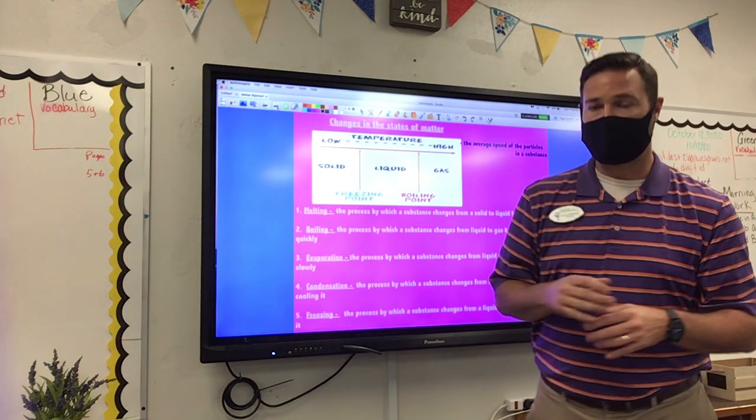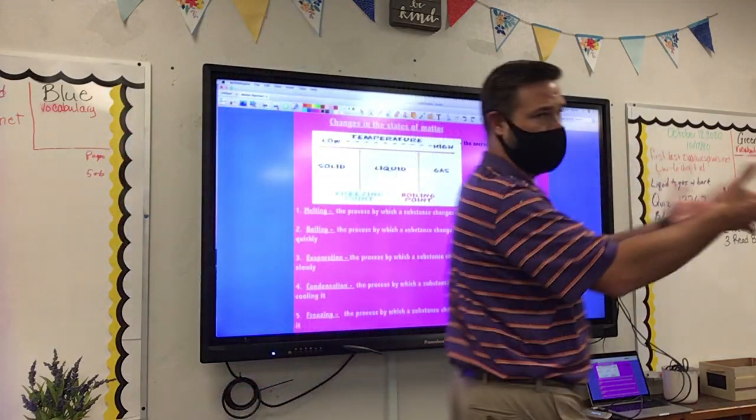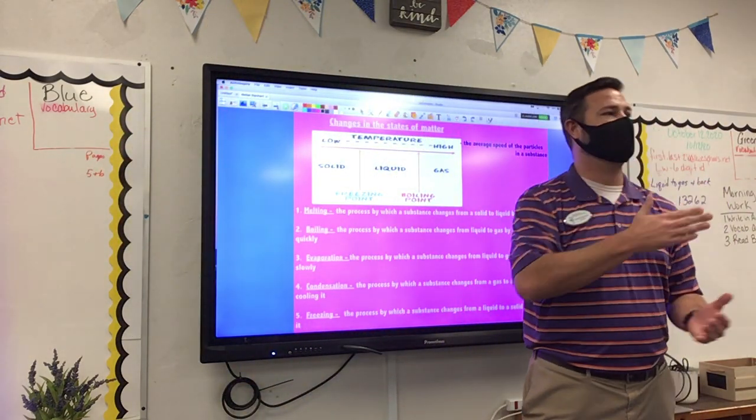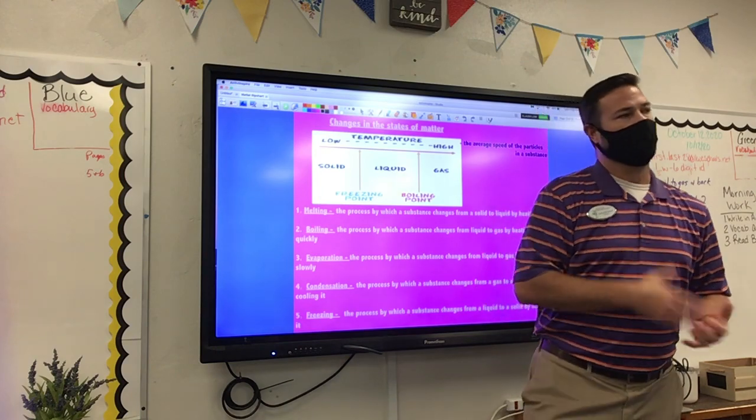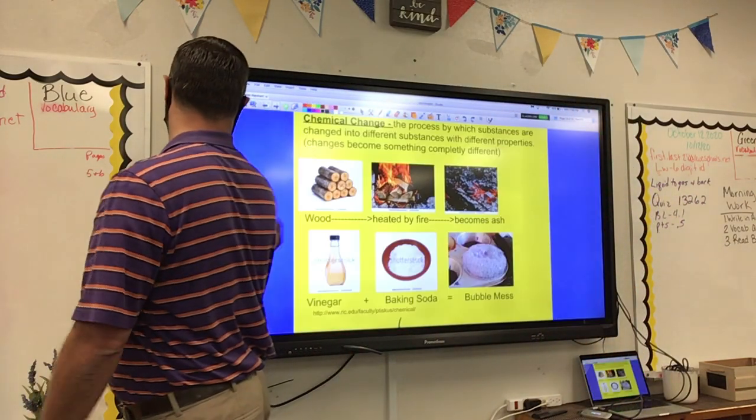Okay? This is very important. This is just a physical change. It's going from water to water to water to water to water. We're just changing the state. The one that threw a lot of you was when we got to chemical changes.